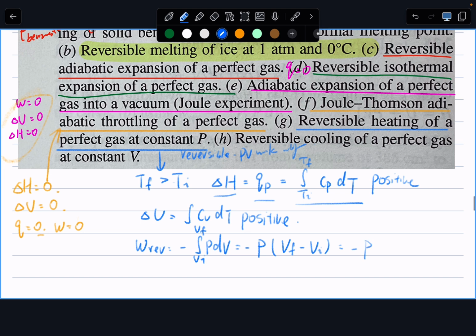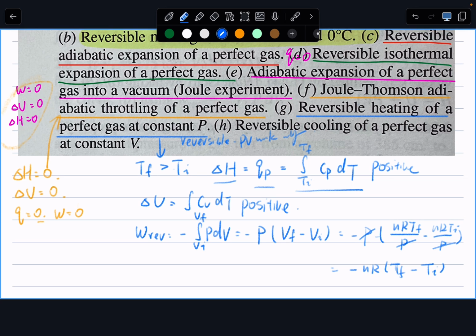And for ideal gases, we get my volume equals nRT over pressure minus nRT over pressure, because my pressure and pressure will cancel out. And we get negative nR times T final minus T initial. So since my T final minus T initial is positive, my work must be a negative number.